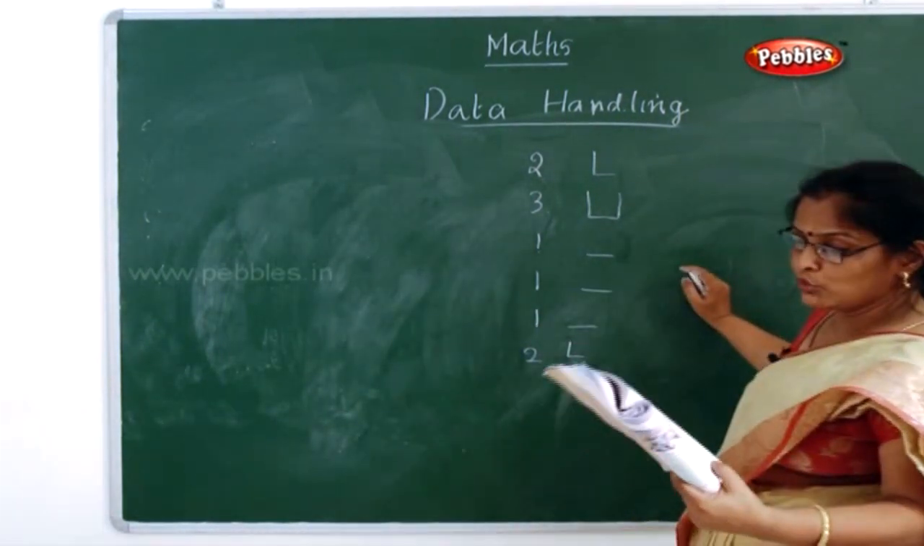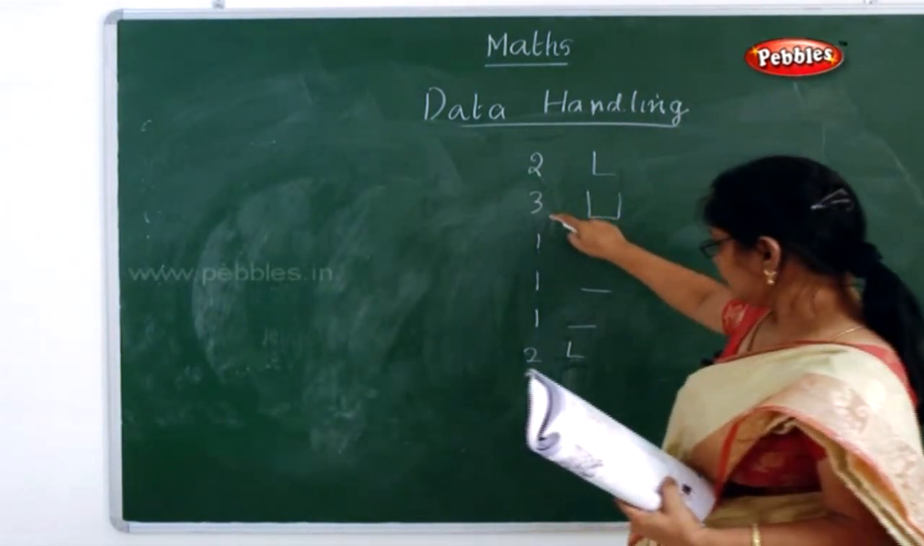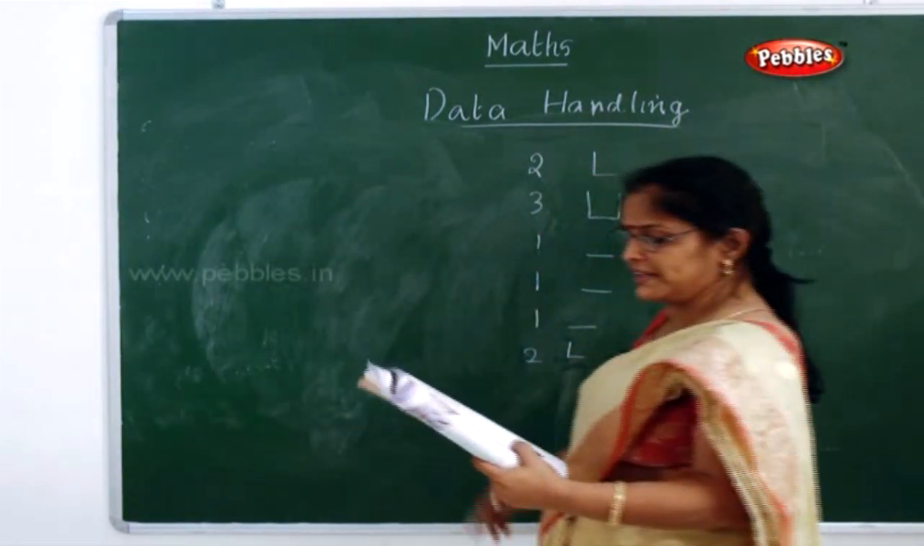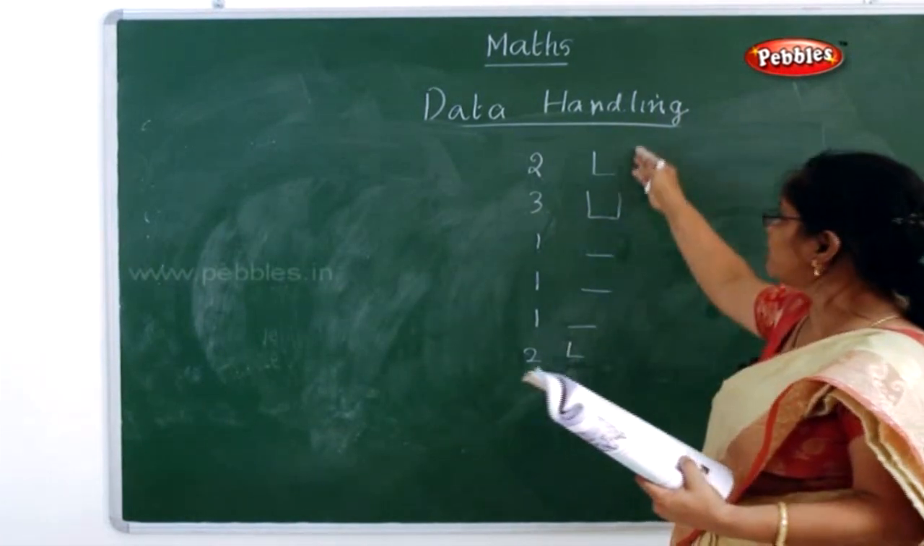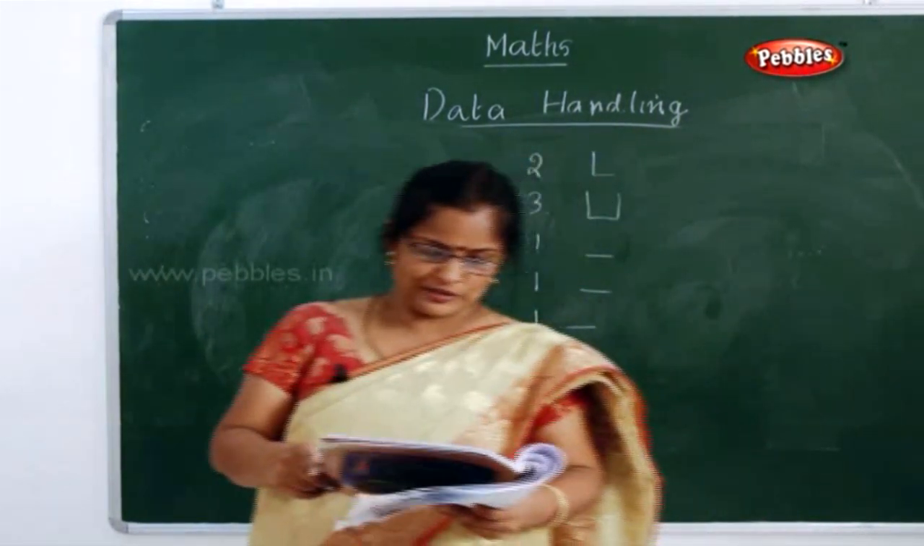Now what you have to do is, for the first question, you take 10 of your friends. The favorite TV channels are given there. With that, just find out the number of students and put the tally mark. Now the same way, the second question also.